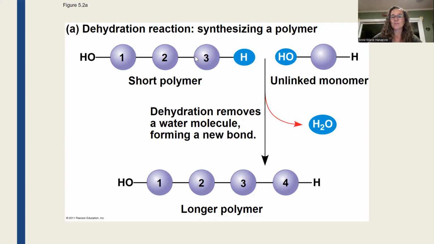Otherwise, those electron shells are completely full and stable. A covalent bond is not possible unless you break a bond. So you have to break a bond here between this hydrogen and that monomer, and this OH group and this monomer, so that these two can bond together to form a longer chain.